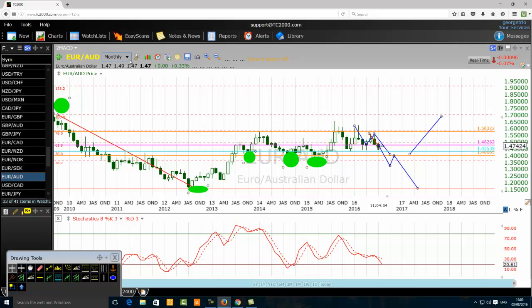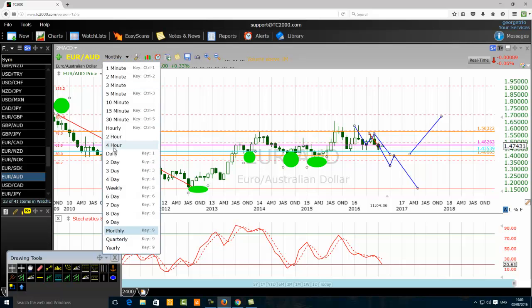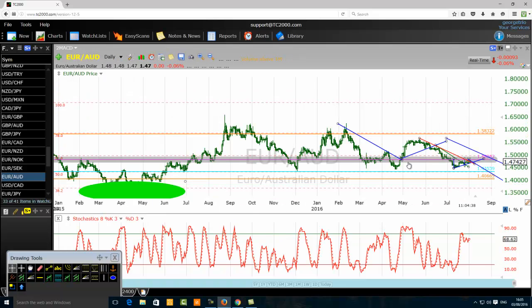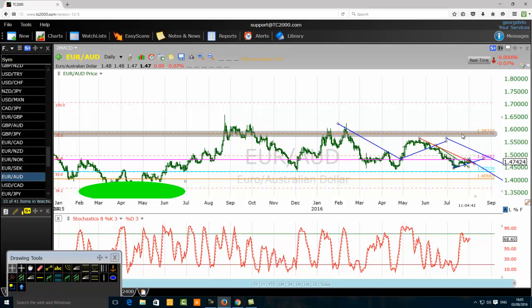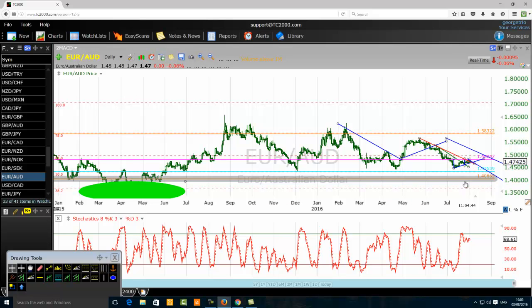All right, do not forget the trend lines on the daily chart, which I've already shown you, the red trend line and the green one. And remember those key levels. All right.